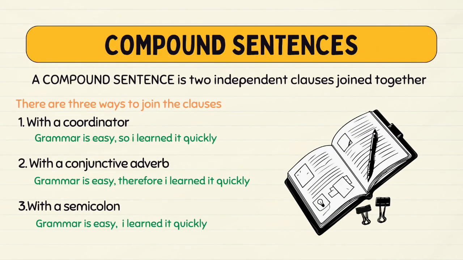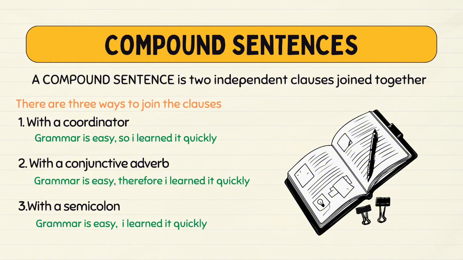The second type of sentence is a compound sentence. A compound sentence is 2 independent clauses joined together. There are 3 ways to join the clauses. The first is with a coordinator. For example, grammar is easy, so I learned it quickly.